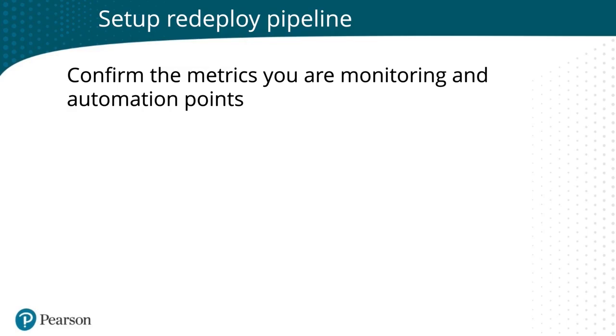So this is a big step that you'll want to confirm, validate, test, and then triple, quadruple check again. But confirm the metrics that you're monitoring and those automation points. If there's anywhere in there that needs to be adjusted or documented or updated, anything at all, you have to raise that concern before you set up the pipeline. Because once you're ready to set up the redeployment pipeline, you're saying that the metrics are good, the thresholds are good, and the automation points are good.